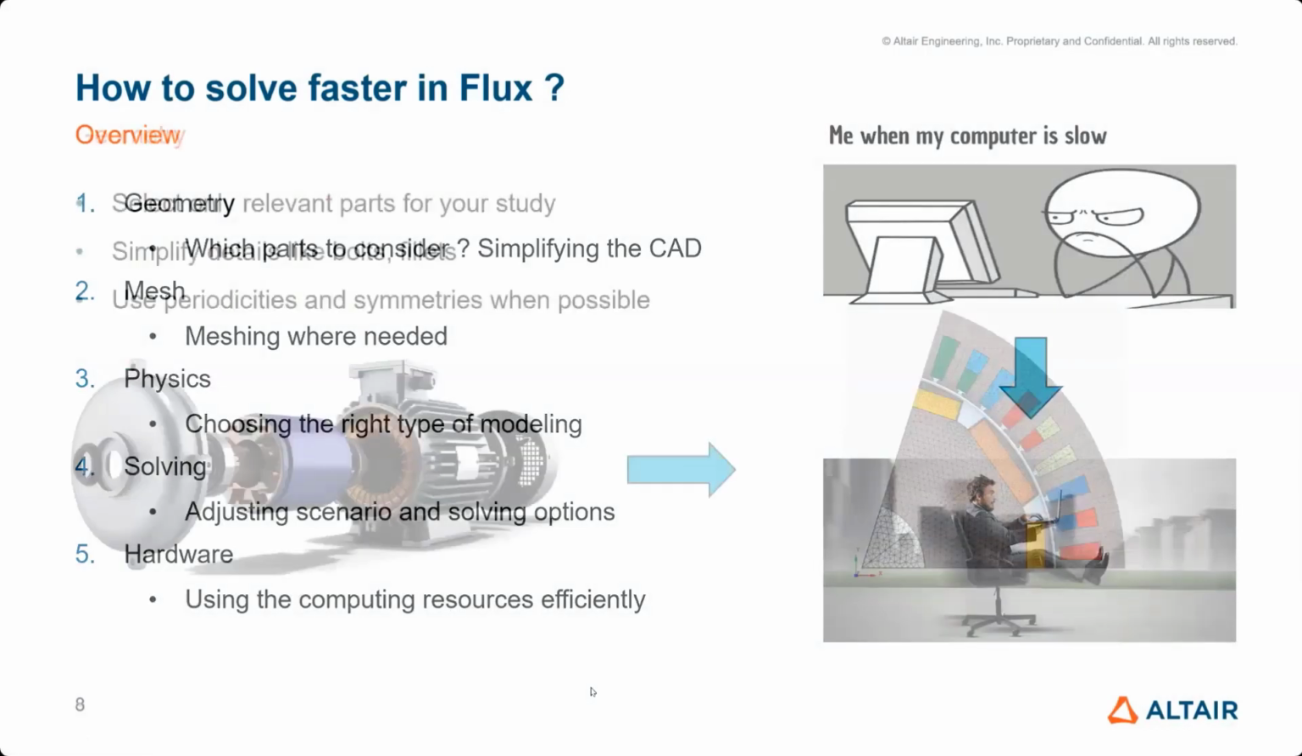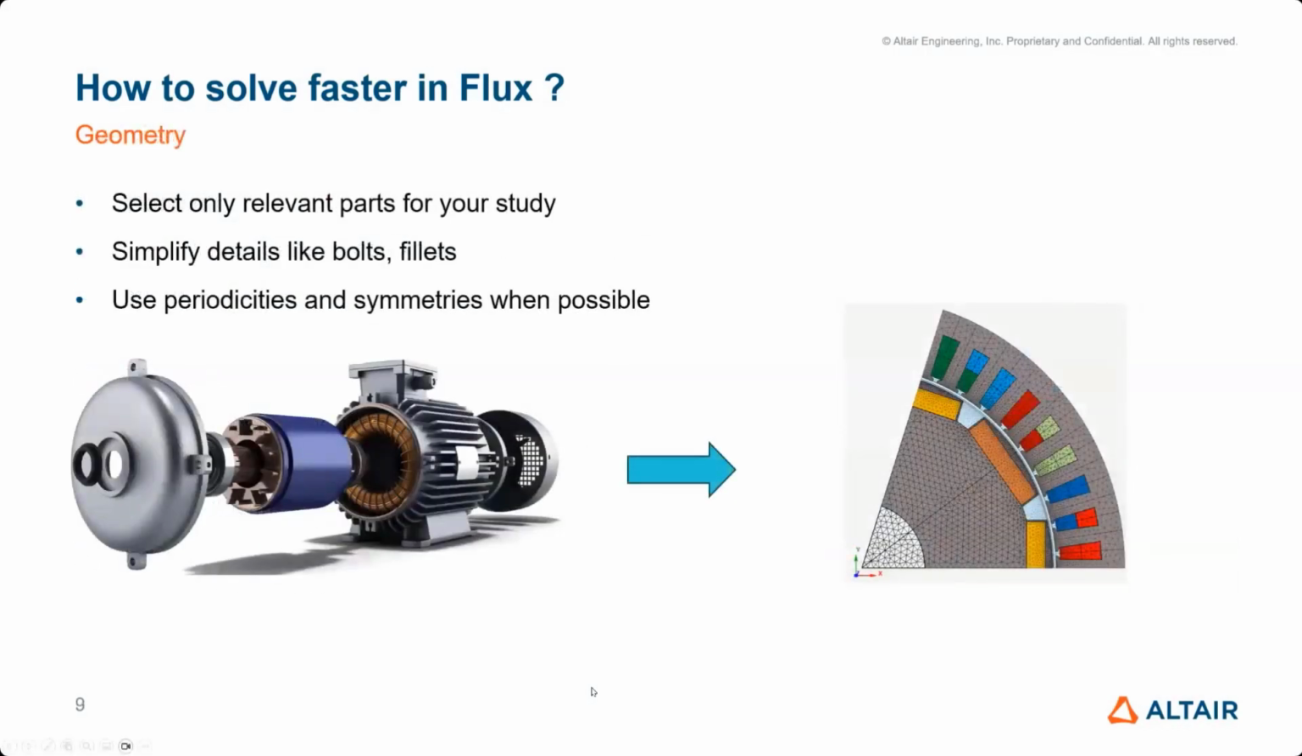solving options. Obviously, in terms of geometry, you don't want to solve the whole model of whatever you're studying. So for example, you're doing an electric machine, then you're going to maybe do a 2D cross-section, simplify some details, and use periodicities and symmetries so that you end up with something much simpler in the solver.